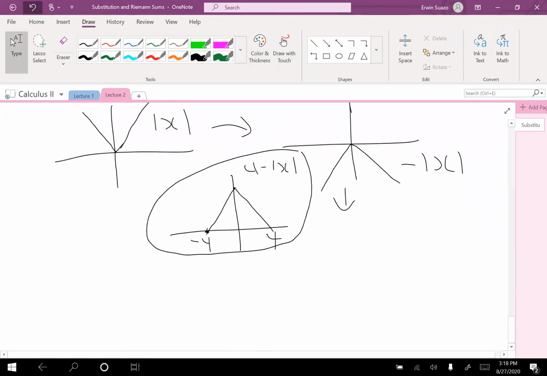So really my function goes until here and until here. Okay, so I need to find the area from minus 5 to 0.